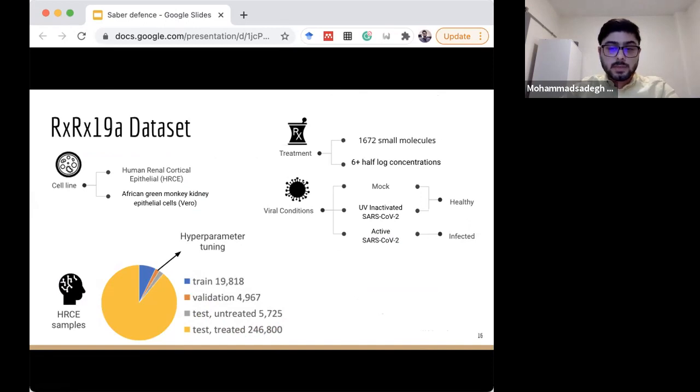The samples are then split into 4 non-overlapping sets: a training set with around 20K samples, a validation set, an untreated test set, and a treated test set. The training set is used for training the model, whereas the validation set is used for selecting and tuning the hyperparameters. The performance of the tuned model is measured on the untreated test set, and the treated test set is solely used for estimating the efficacy of treatments.